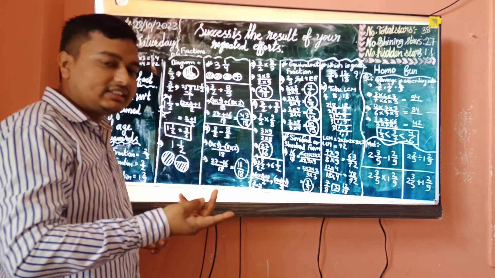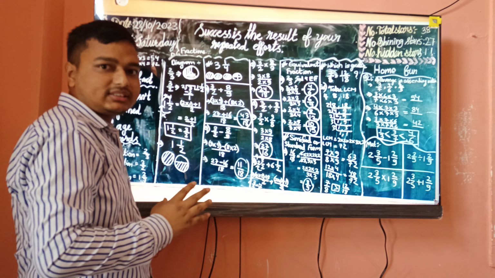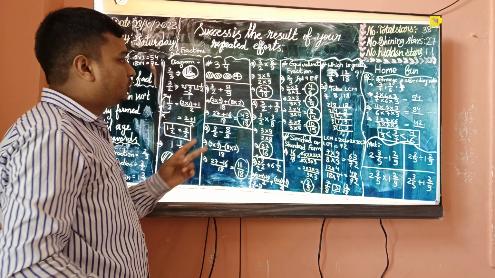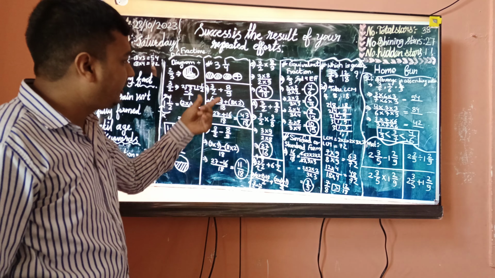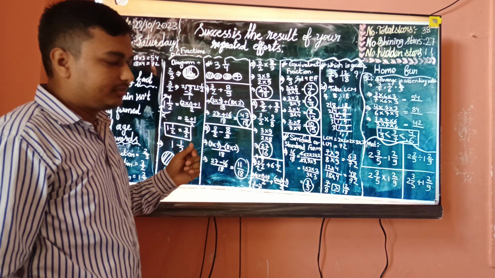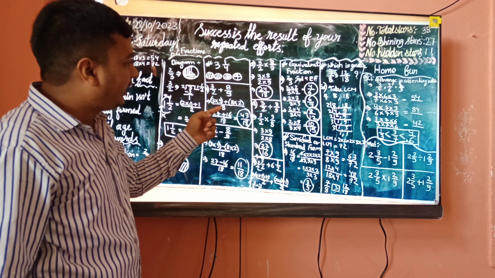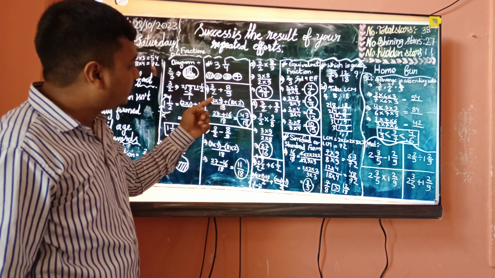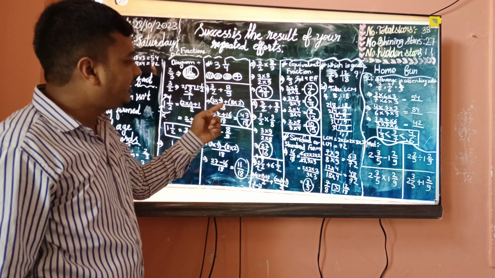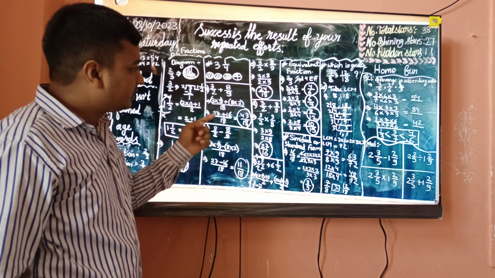Similarly, let us learn about the next topic, how to add fractions. Now 3 by 2 plus 8 by 9. I will take the LCM of 2 and 9. What will we get as the LCM of 2 and 9? 18. Now 2 times 9 is 18, so 3 into 9. Then 9 times 2 is 18, so 8 into 2.